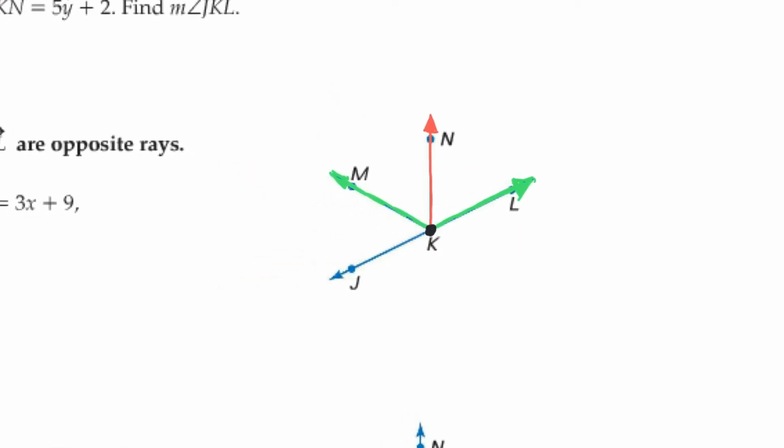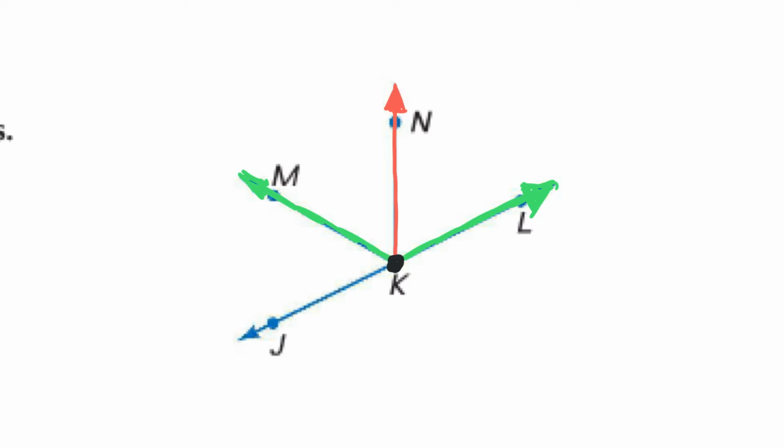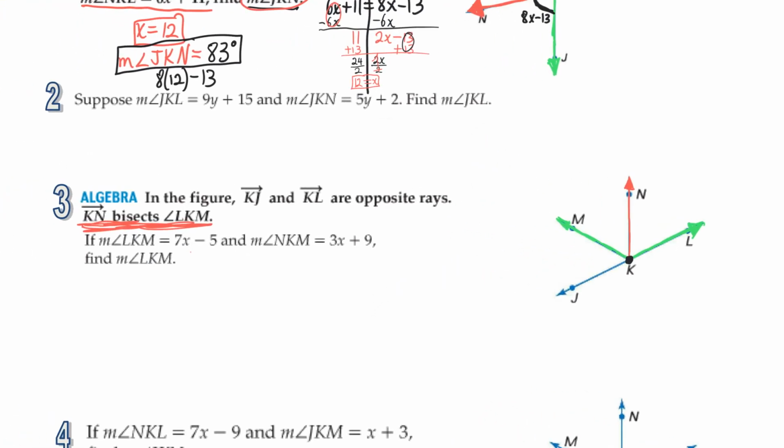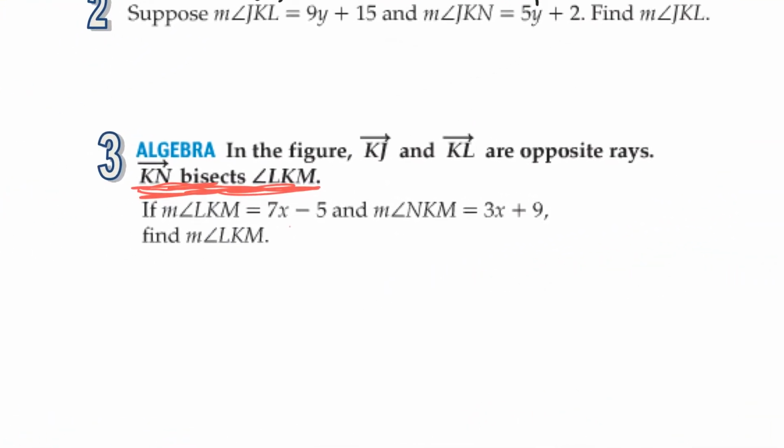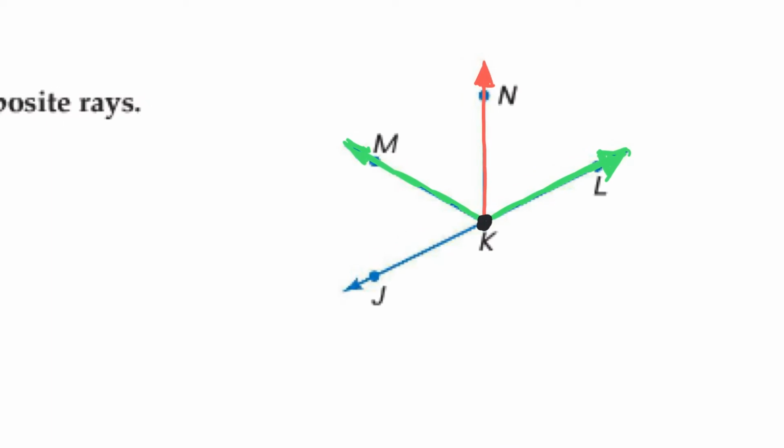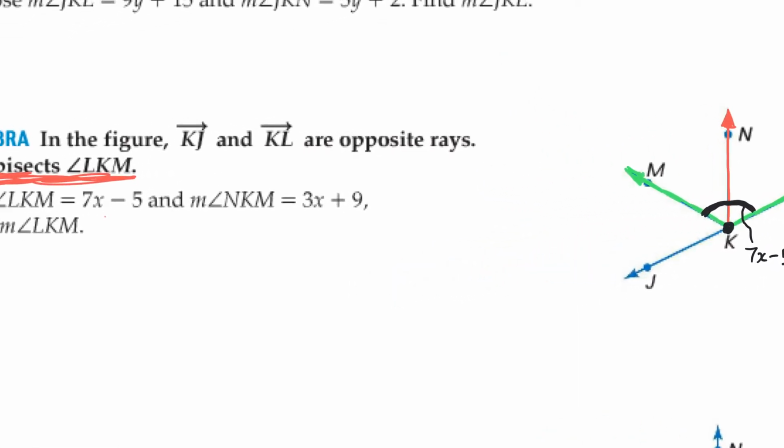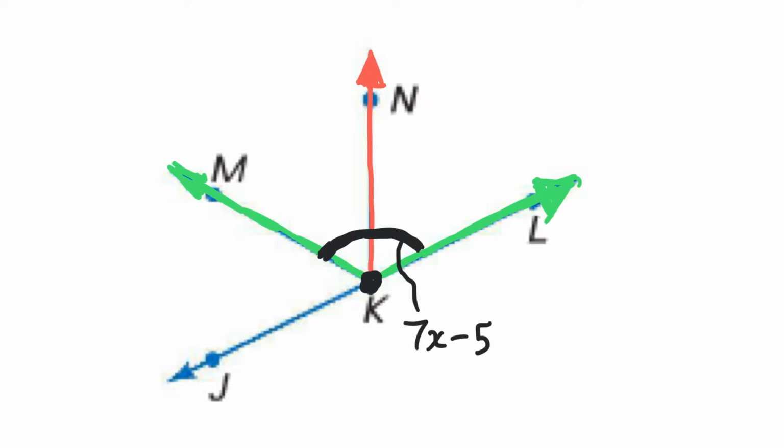Now, again, it says KN bisects that. So the red ray right there cuts the green angle exactly in half. Now, as I look over here, it tells me LKM is 7x minus 5. LKM is the whole thing, so from here to here, this whole angle is 7x minus 5 degrees. And the other thing it tells me is that NKM is 3x plus 9. So that's right here. That's from here to here.